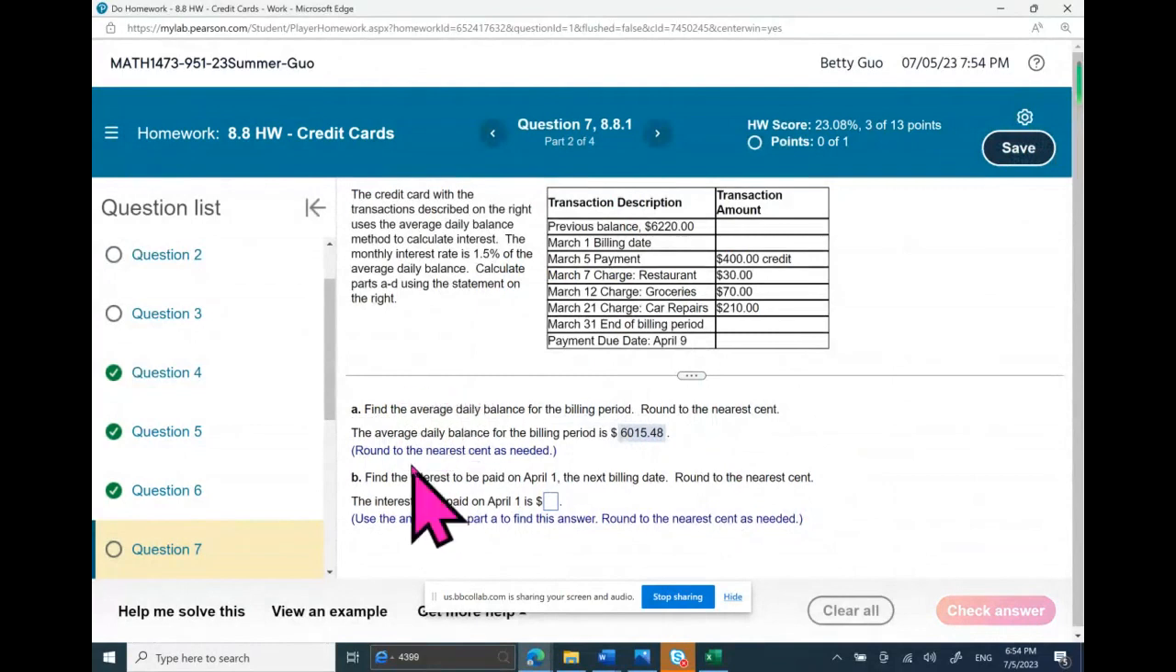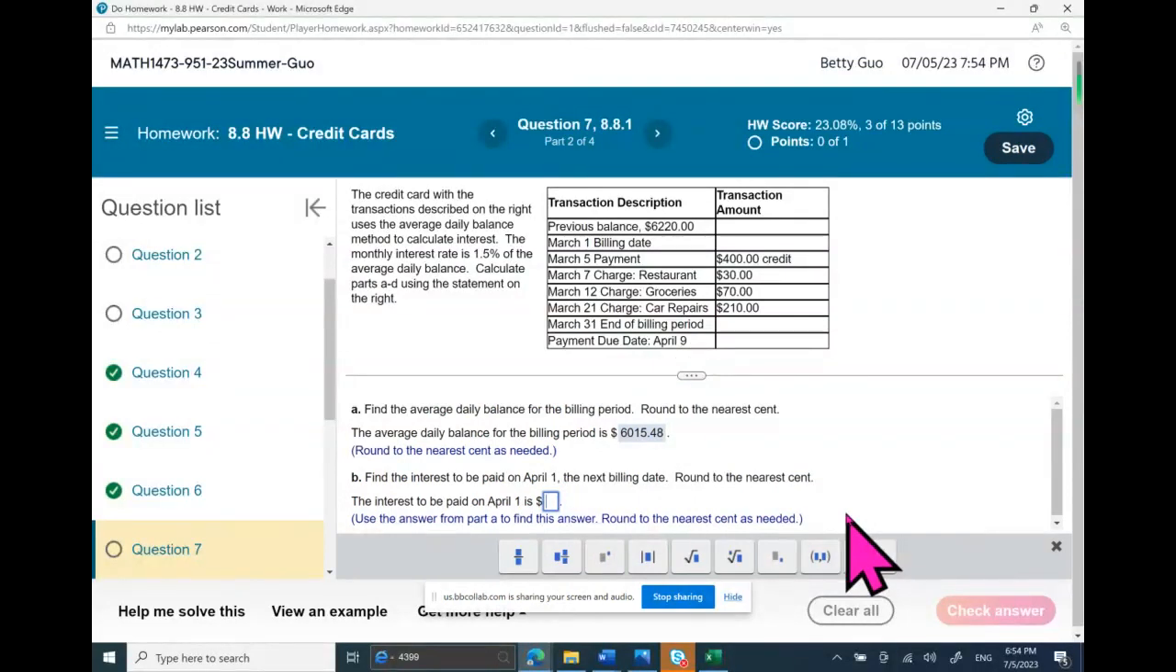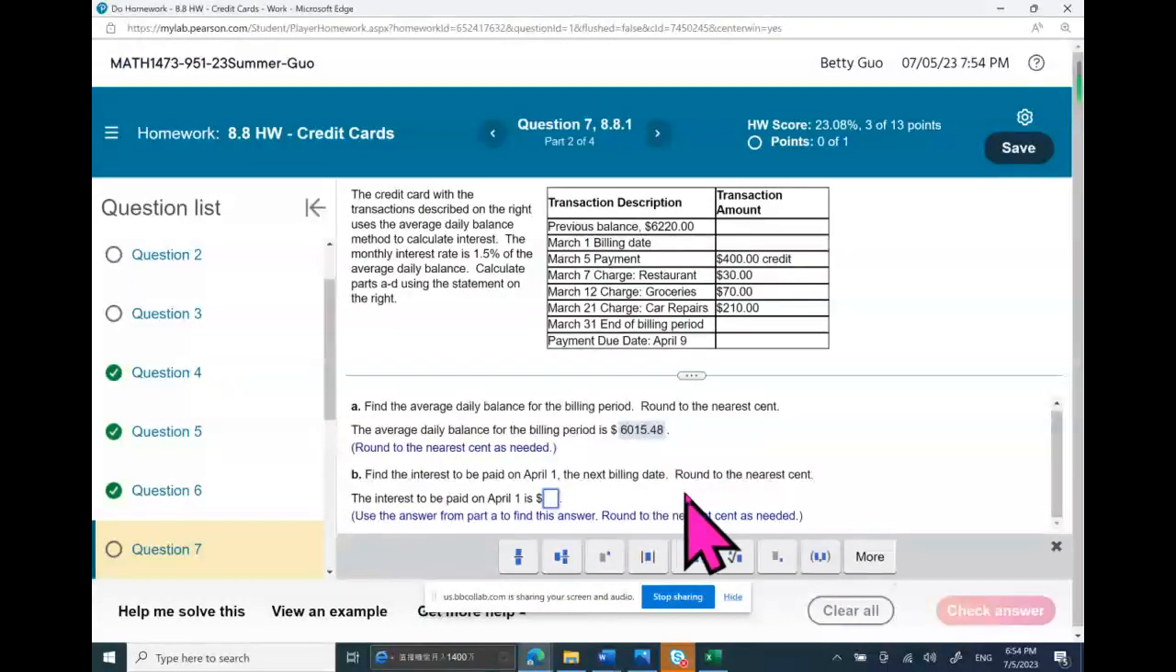Once we have the average daily balance, the rest of the parts of the problem will be easier. Second part, find the interest to be paid. That interest paid on April 1st is actually the interest incurred in March for the given billing cycle. We are going to use the monthly interest rate to multiply by the P. Can we do that? Do you have a calculator?